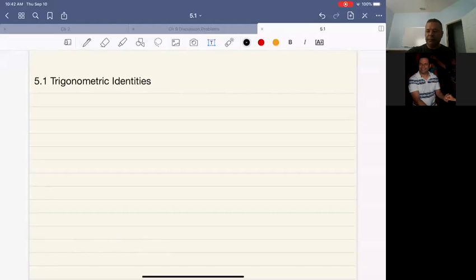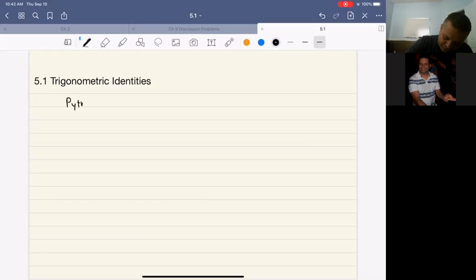All right, welcome. So today we're talking about trigonometric identities. So we're going to start in 5.1 with the Pythagorean identities. Okay, so the Pythagorean identities, we've actually mentioned one of these already.